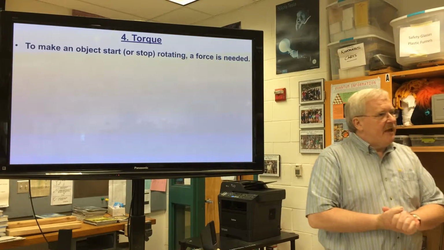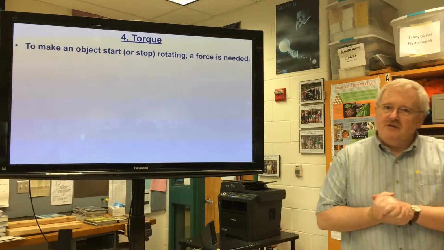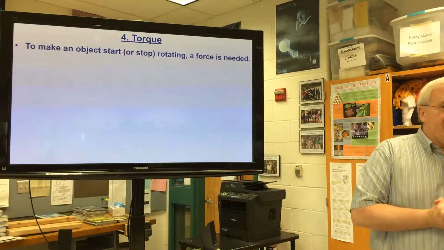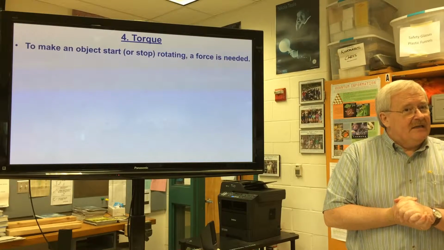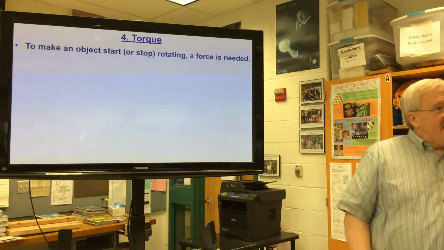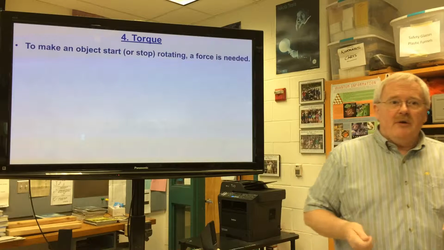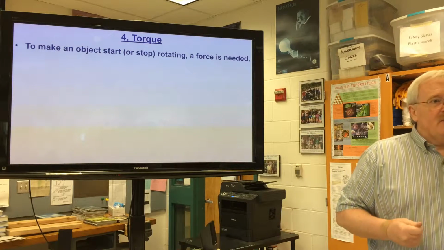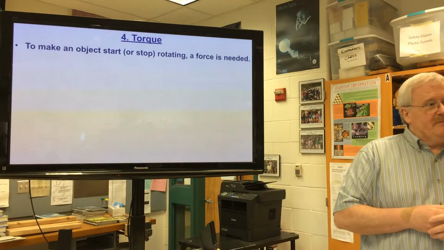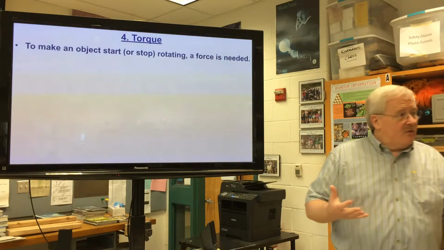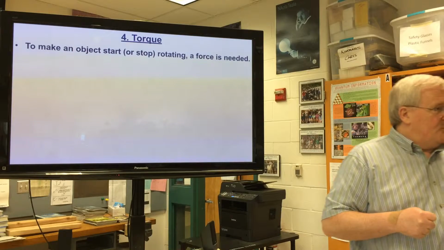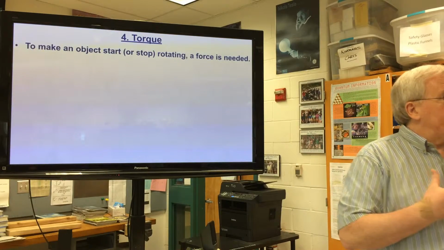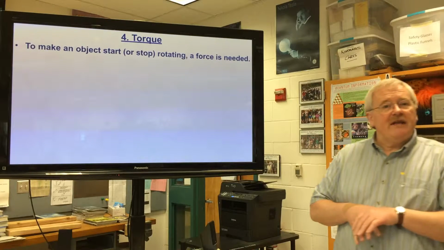Okay, so up until now we've been talking about rotational motion, but we haven't talked about what makes things rotate. Just like we did with kinematics, we first looked at how to examine the motion itself, and then we went on to what causes the motion. In order to make something rotate or change its rotational motion, we need a force. And the force that we have in rotational motion is called a torque.